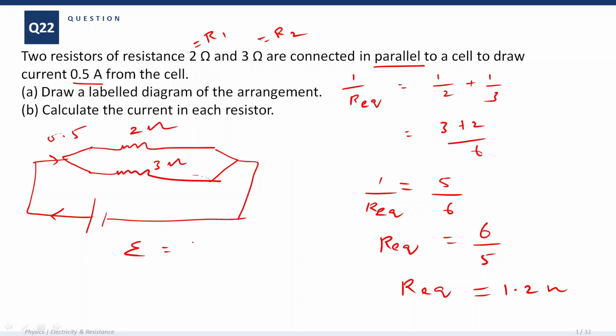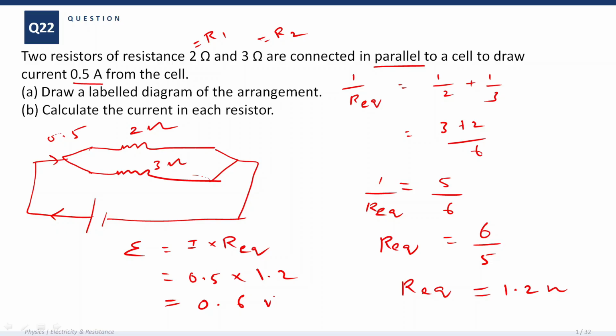Then I will find the electromotive force of the cell using Ohm's law. Epsilon equal to current into R equivalent. Current is 0.5 given in the question. Equivalent we found 1.2. 12 fives are 60, but there is 1 decimal point, so 0.6 volt it is. So the EMF of the cell is 0.6 volts. So once again I will check, 0.5 into 1.2, 0.6 volt, right?